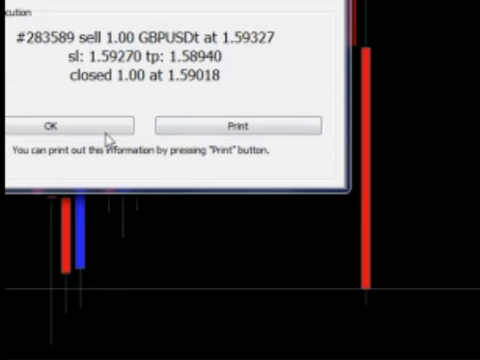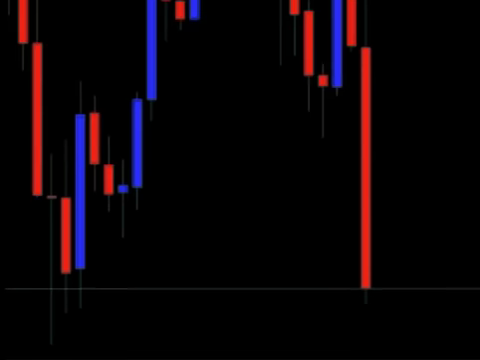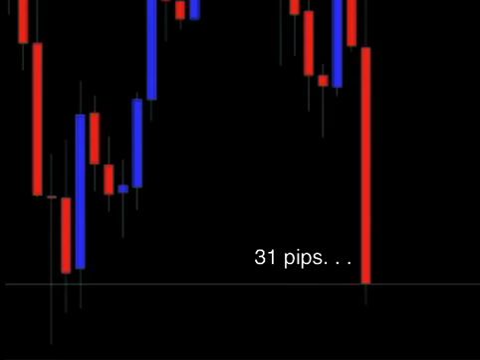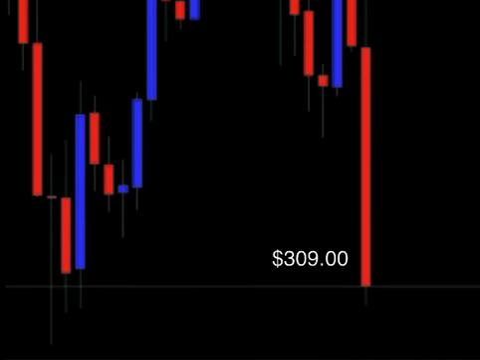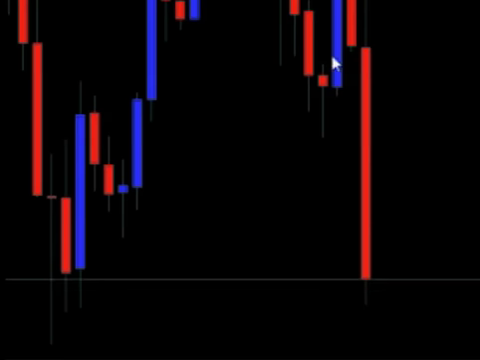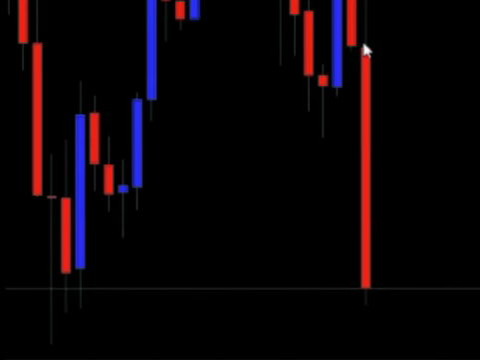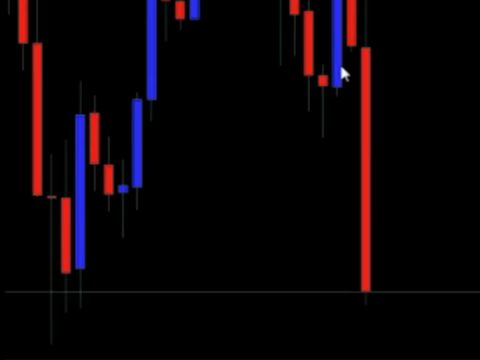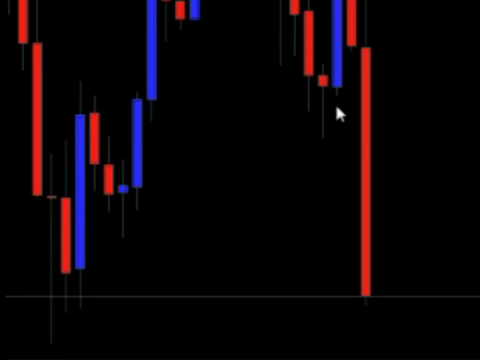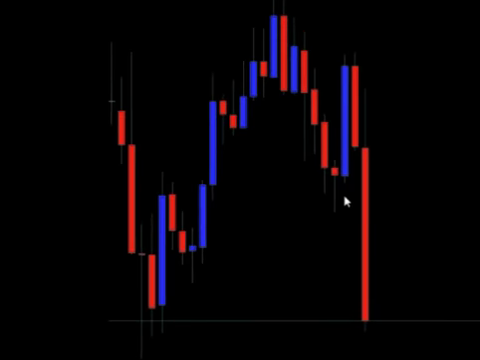Okay, there we go. So we took 31 pips on that trade, $309. We were in this trade for about an hour and a half. So it's pretty good for an hour and a half's work.